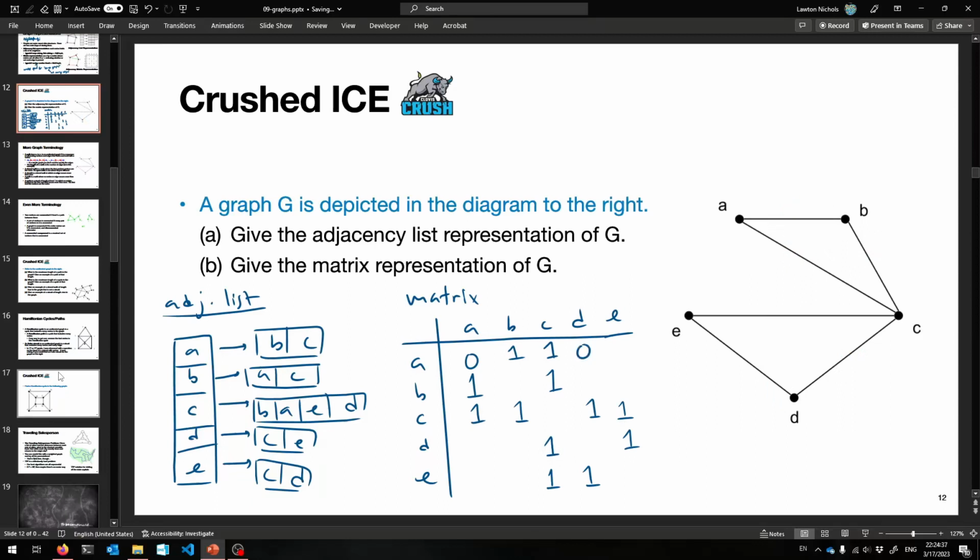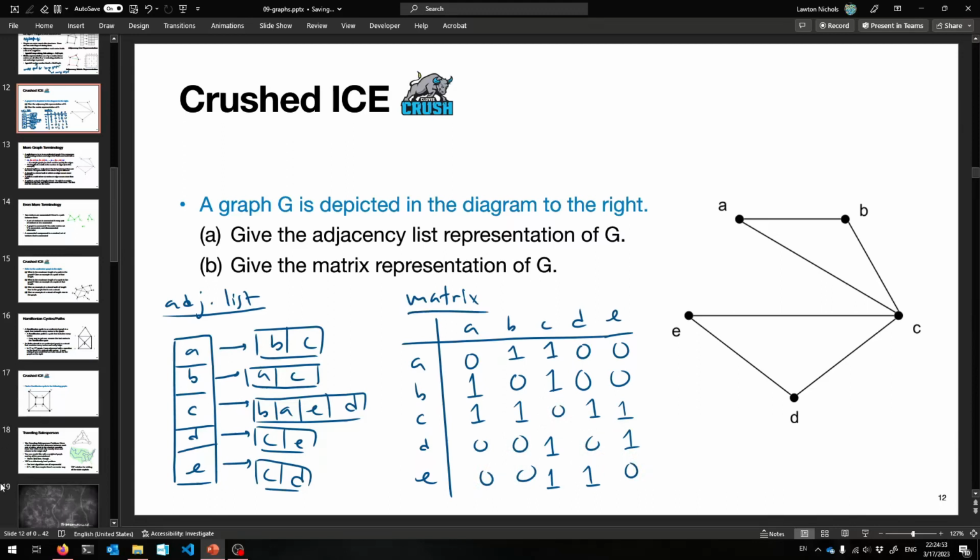And so 0 is everywhere else. Like A is not adjacent to D. A is not adjacent to E. B is not adjacent to B. B is not adjacent to D. All those ideas. So it's a zero everywhere where there's not an edge, where those two nodes are not linked. Okay, so that's the matrix representation of the same graph.